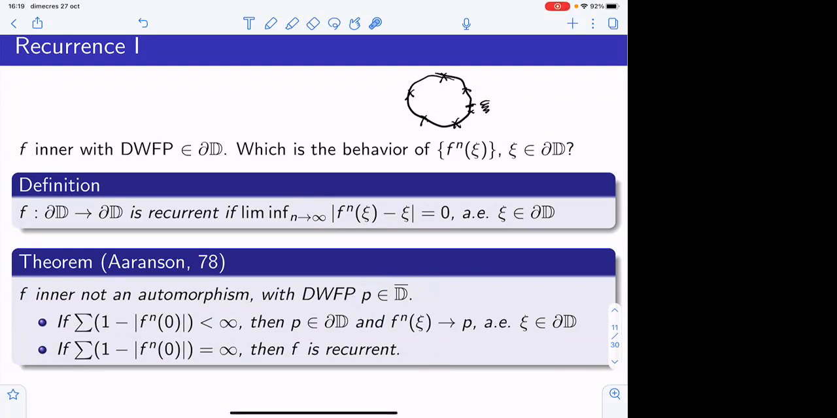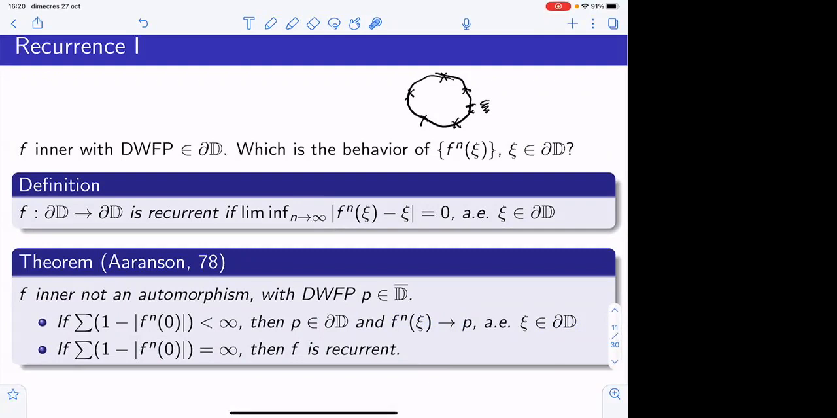Then you have two alternatives. You look at the sequence of iterates of the origin, and this sequence of iterates satisfies the Blaschke condition. If this holds, then it turns out that the Denjoy-Wolf fixed point is in the boundary. And moreover, it also attracts any other point in the boundary. So this means that for almost every psi in the circle, the whole orbit converges to this fixed point P.